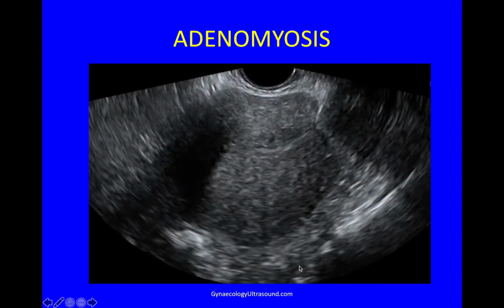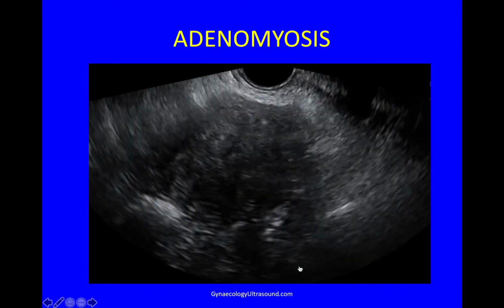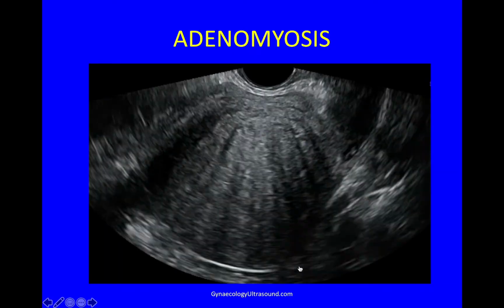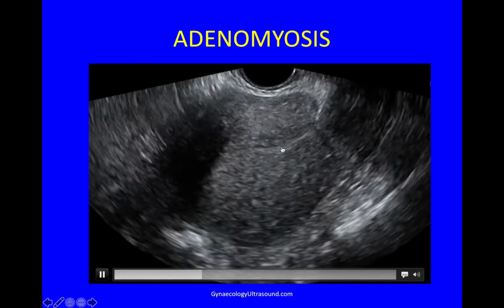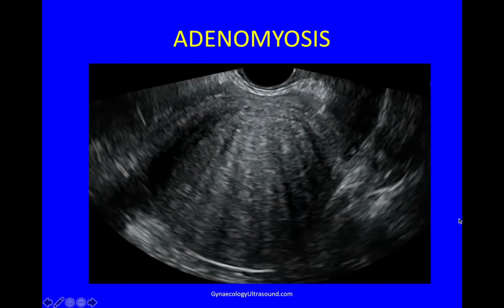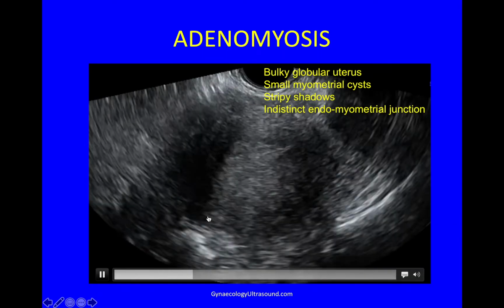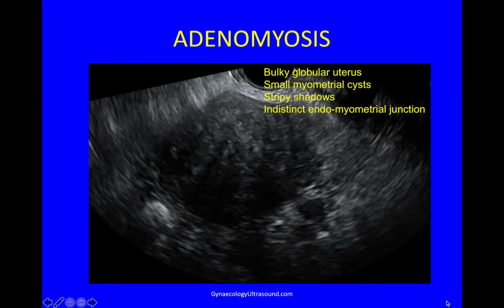So this is what it might look like on ultrasound. Here you can see a bulky, anteverted and anteflexed uterus with a very indistinct endomyometrial junction. It's hard to see it at all. The endometrium is about there. And you can see these small myometrial cysts. You can see a lot of stripy shadowing. And this is a diffuse adenomyosis.